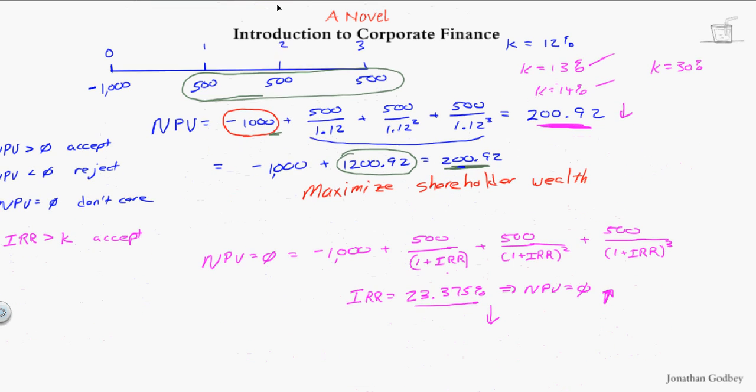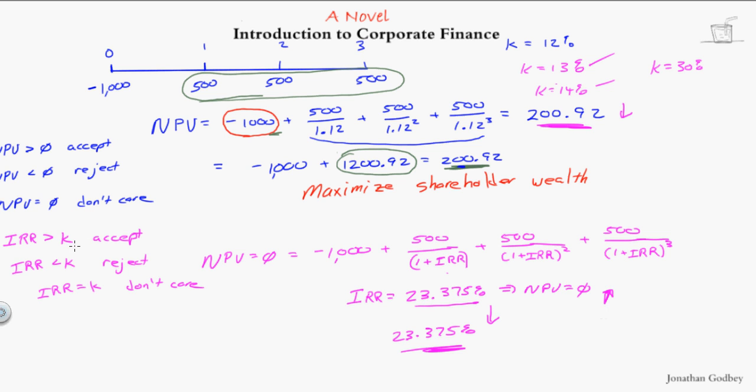So I can come down here and I can say if the internal rate of return is greater than K, I accept. So the internal rate of return at 23.375, I don't need to know K precisely, I just need to know K is less than that. If the internal rate of return is less than K, I reject. And if the internal rate of return is equal to K, I don't care.